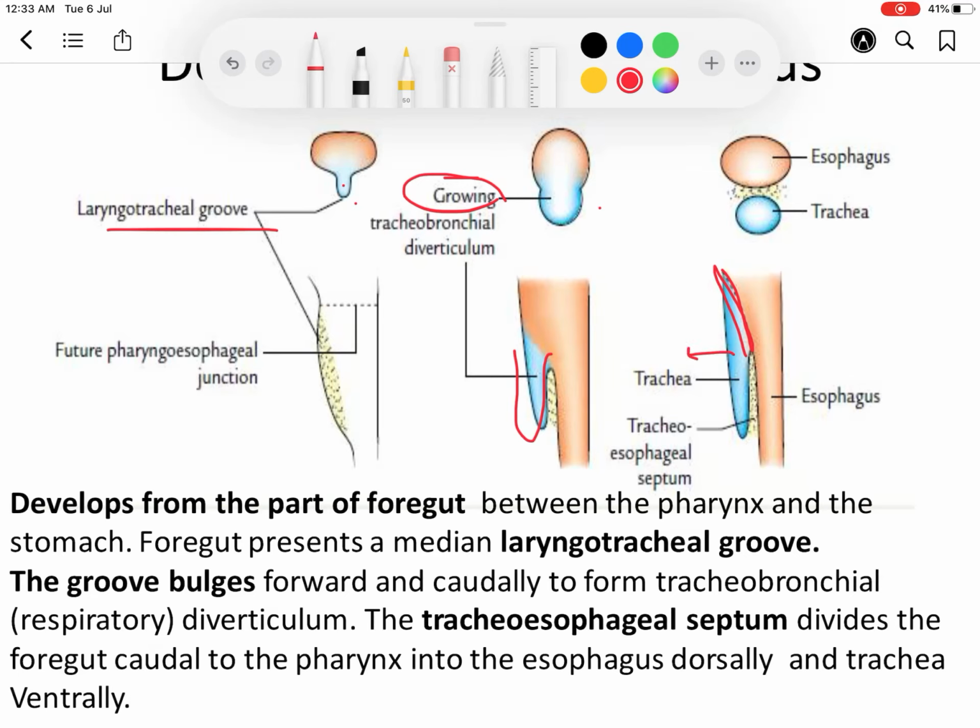Trachea is present ventrally and the esophagus is present on the dorsal part. So what happens? Initially formation of the laryngotracheal groove in the foregut region, then the groove is bulging forwards and caudally and it will form the respiratory diverticulum. Here the respiratory diverticulum has been formed, and then formation of the tracheoesophageal septum, which is dividing this region into ventrally trachea and dorsally esophagus.